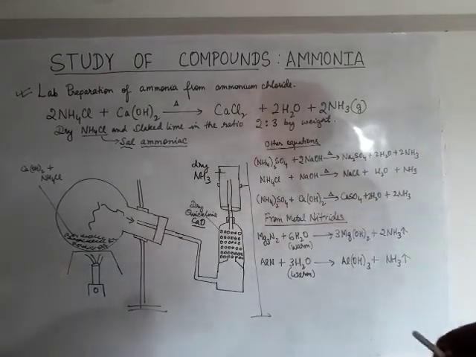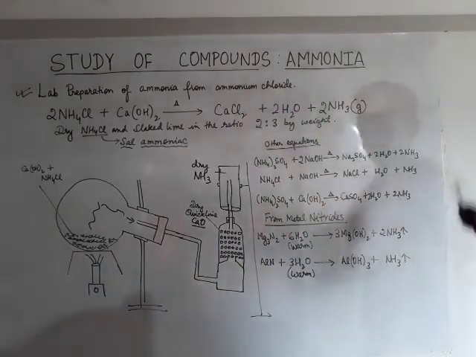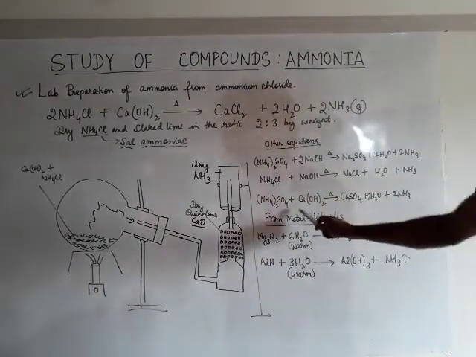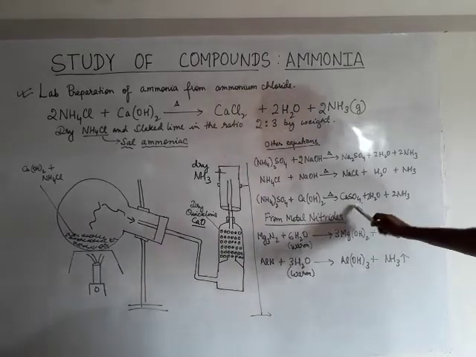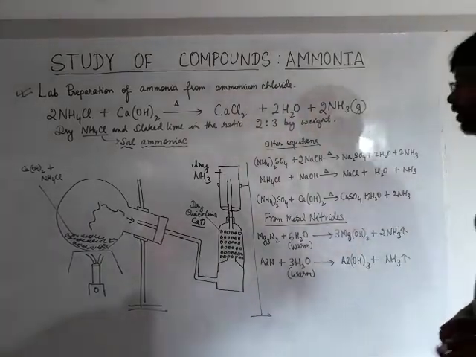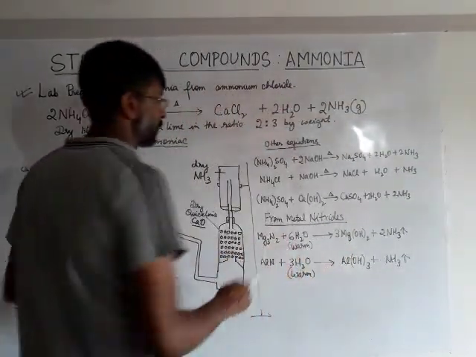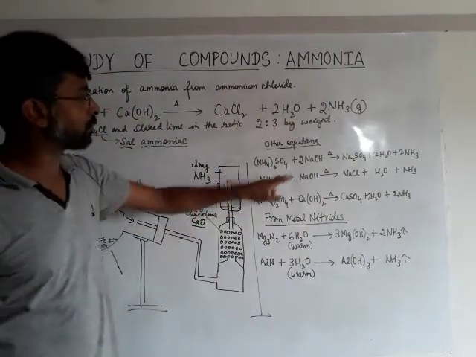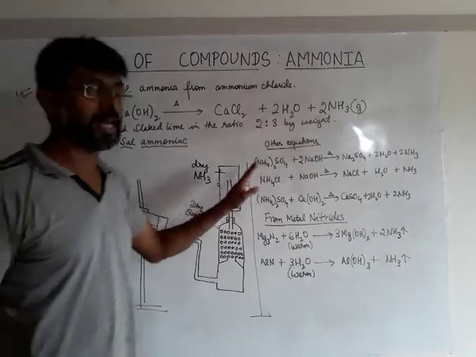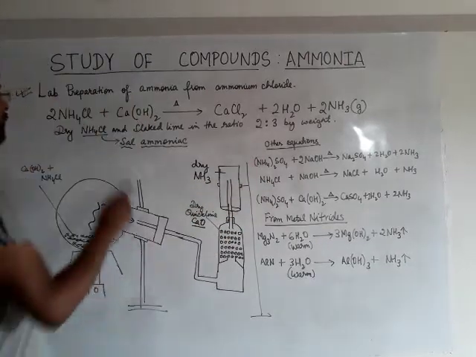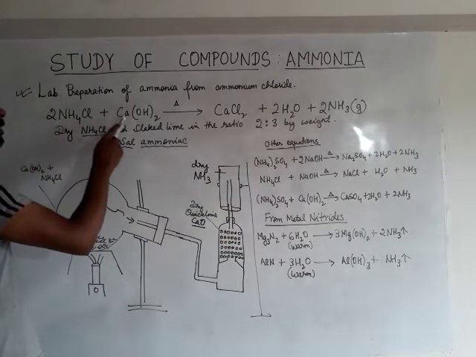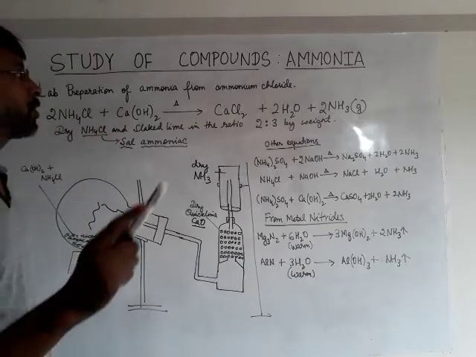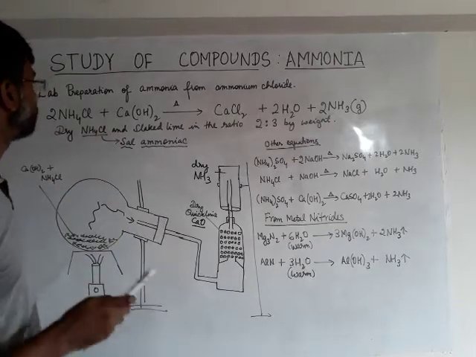Ammonium chloride plus sodium hydroxide will give sodium chloride, water and ammonia gas. Ammonium sulfate plus calcium hydroxide will give calcium sulfate, water and ammonia gas. So, these are the other equations to prepare ammonia gas by using any ammonium salt and a strong alkali. You can learn them up as well. But ammonium chloride and calcium hydroxide are the best reagents to prepare ammonia gas in the lab.